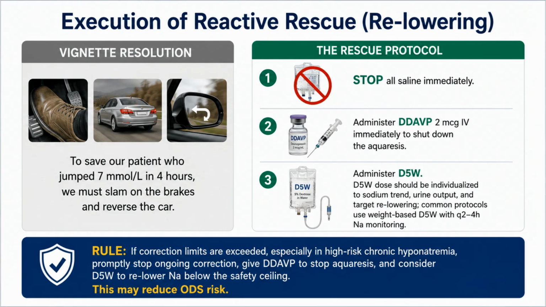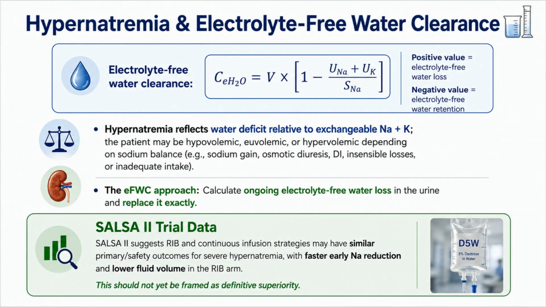This same electrolyte-free water logic also explains hypernatremia. Why include hypernatremia in a hyponatremia lecture? Because the same equation keeps appearing. Electrolyte-free water clearance. In hypernatremia, the problem is water deficit relative to exchangeable sodium plus potassium. The patient may be hypovolemic, euvolemic, or hypervolemic, depending on whether water loss, sodium gain, osmotic diuresis, diabetes insipidus, insensible loss, or inadequate intake is dominant.